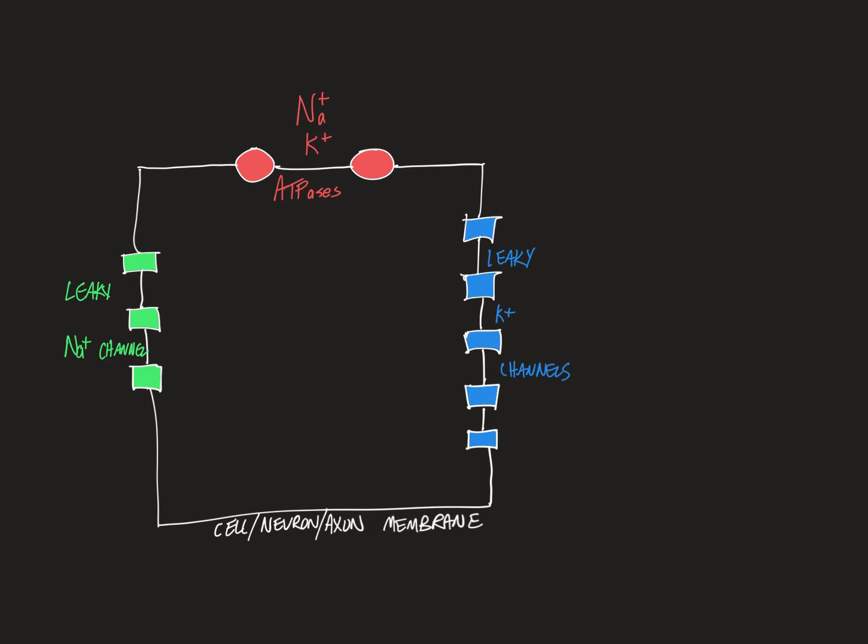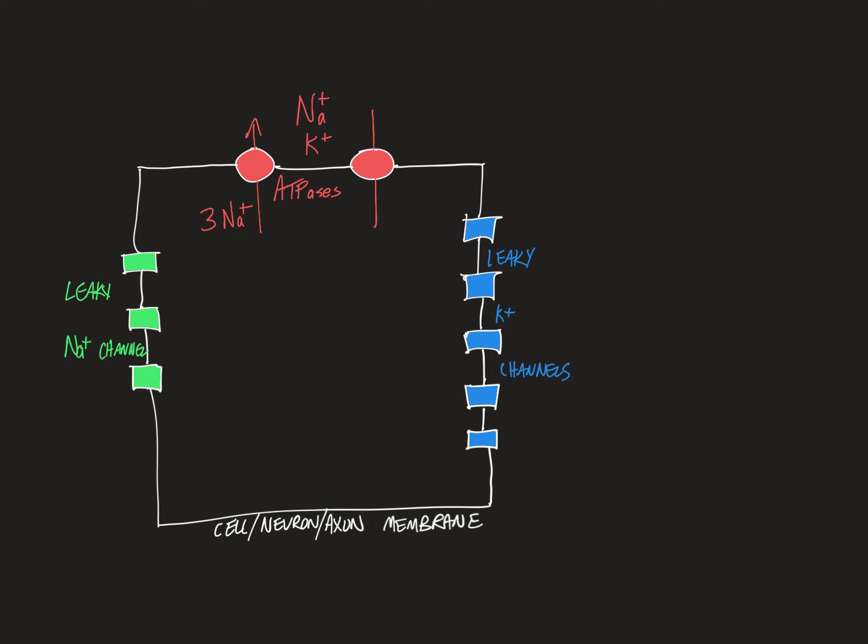Again, so we're looking at a cell membrane, a neuron axon membrane, with its leaky sodium and potassium channels and the sodium potassium ATPase thingies up here at the top. And so what this gives us is that sodium wants to leak out. Basically you will have three positively charged sodium ions. They want to leak out.